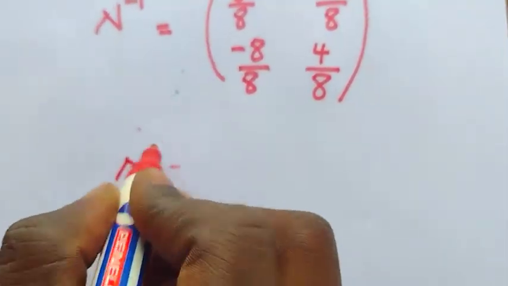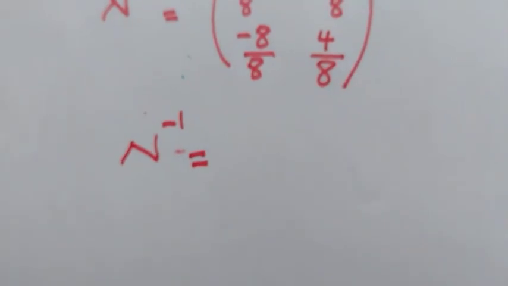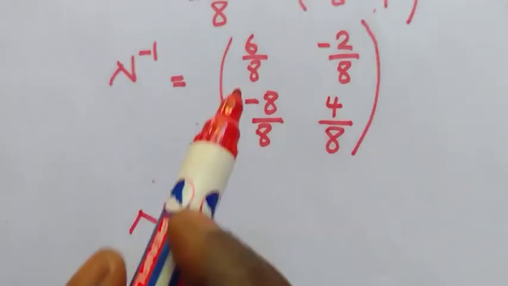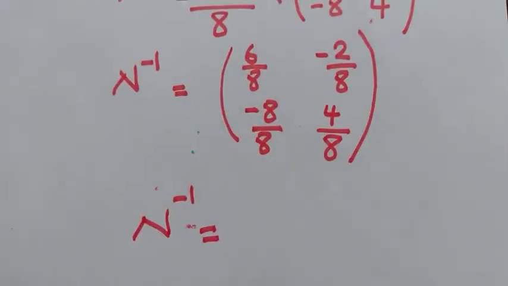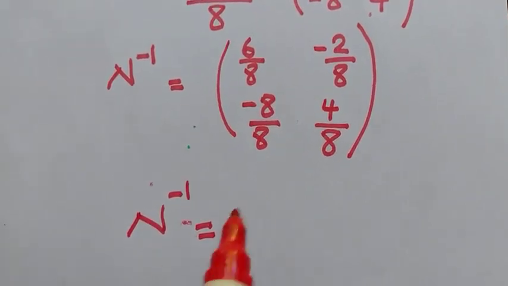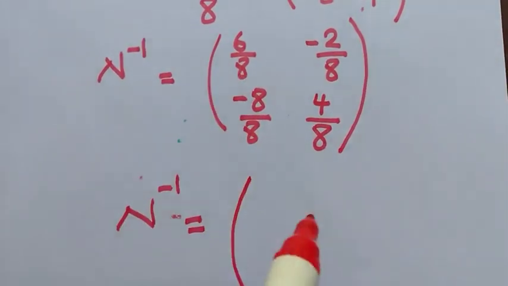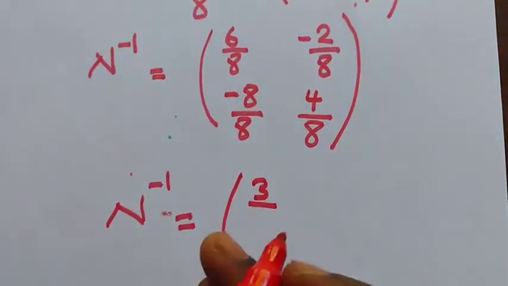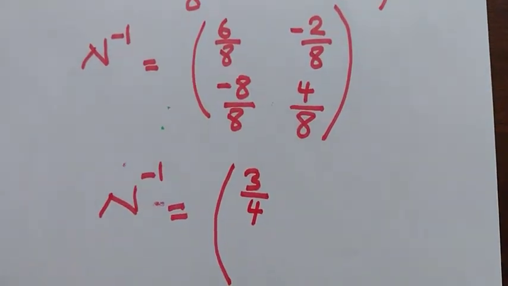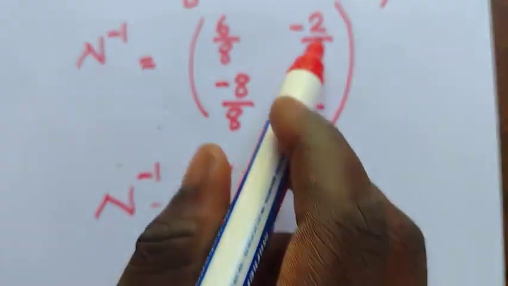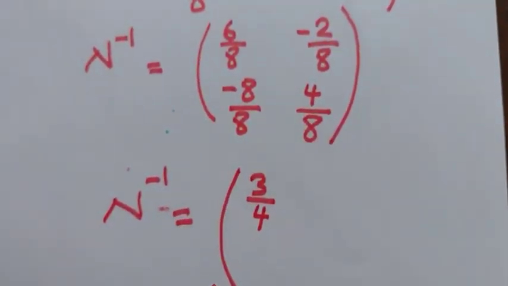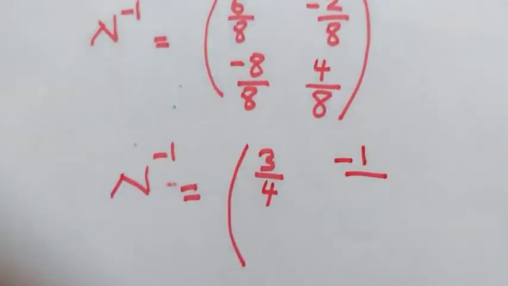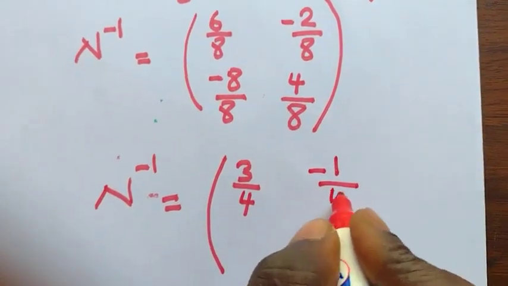Okay. So from here, what are we going to do? You say n inverse equal to, now we can simplify. So here we have 6 over 8. Let's find the highest common factor of 6 and 8. It's 2. So 2 into 6, it's a 3 over, then 2 into 8, it's a 4. So you have 3 over 4, we have reduced. For this one, 2 and 8, the highest common factor is 2 itself. So 2 there, you will remain with a negative 1 over, then 2 into 8, you get a 4.